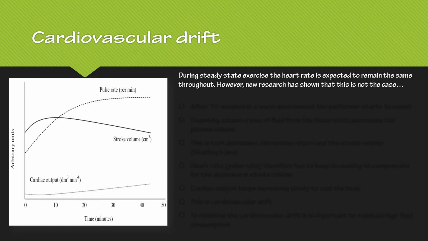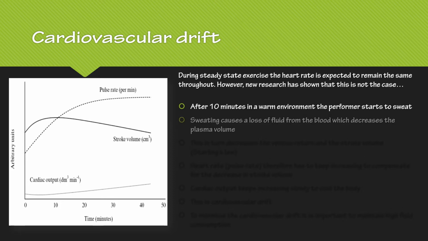If you look at the graph, first of all we have the pulse rate on the dotted line, which obviously quite clearly goes up, and then we've got the stroke volume, the clear black line in the middle, which starts to go up, and then after a period of time it actually goes back down again, and cardiac output gradually increases. First of all, an important time frame is after 10 minutes of this exercise in a warm environment, the performer starts to sweat.